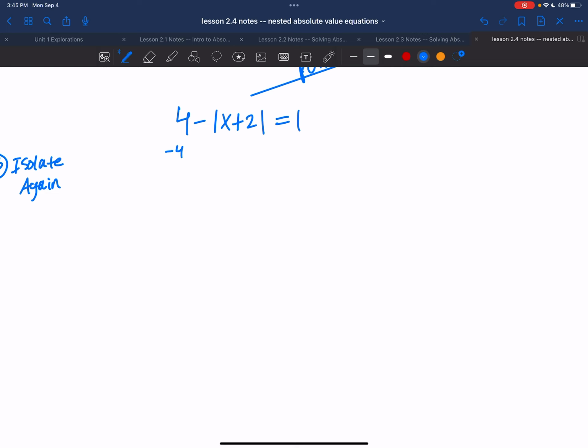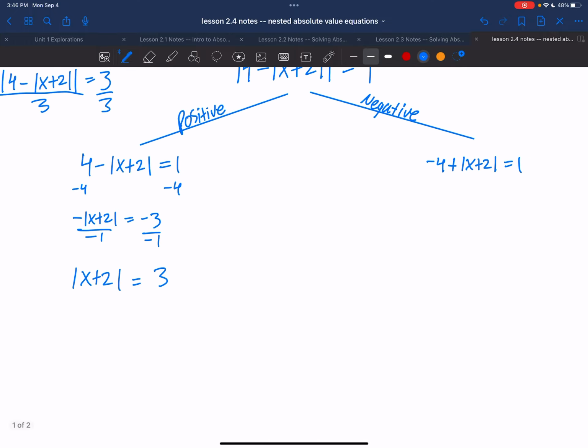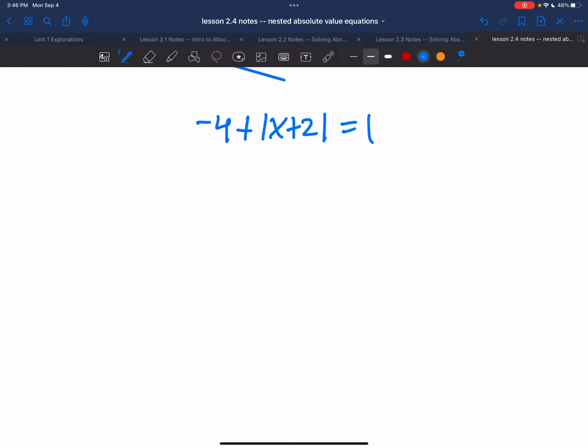We'll subtract 4 from both sides here, and so we get negative absolute value of x plus 2 equals negative 3. We'll divide by negative 1, so that we get absolute value of x plus 2 equals, let's see, negative 3 divided by negative 1 is positive 3, like so. Okay, we'll do it over here as well. Well, this one's much easier. We just add 4.